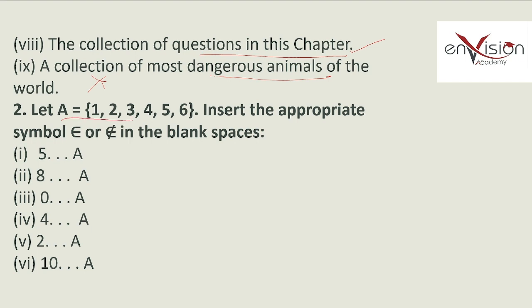If A is equal to {1, 2, 3, 4, 5, 6}, insert the appropriate symbol. You have to check whether these elements belong to A or not. This is quite simple. 5 belongs to. Yes, we can write belongs to here, because 5 is here in the set A. 8 belongs to. No, it doesn't belong to. 0 belongs to. No, it doesn't belong to. 4 belongs to. Yes, it belongs to. 2 belongs to. Definitely yes. 10 belongs to. No, 10 doesn't belong. We can clearly see the elements are given to you. We can see which element belongs to the set A or not.